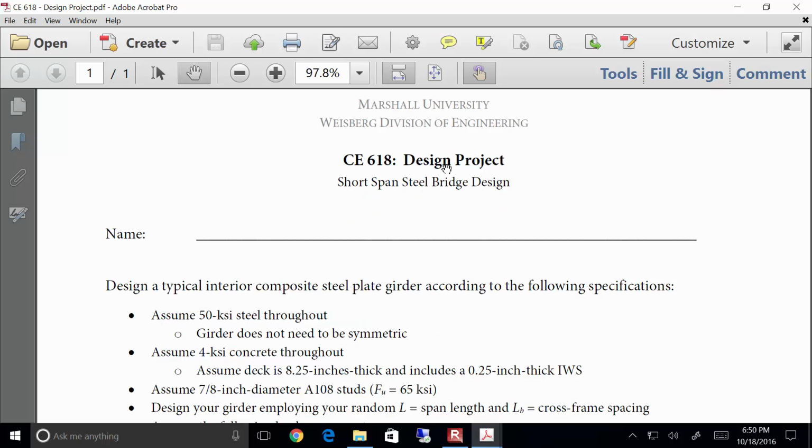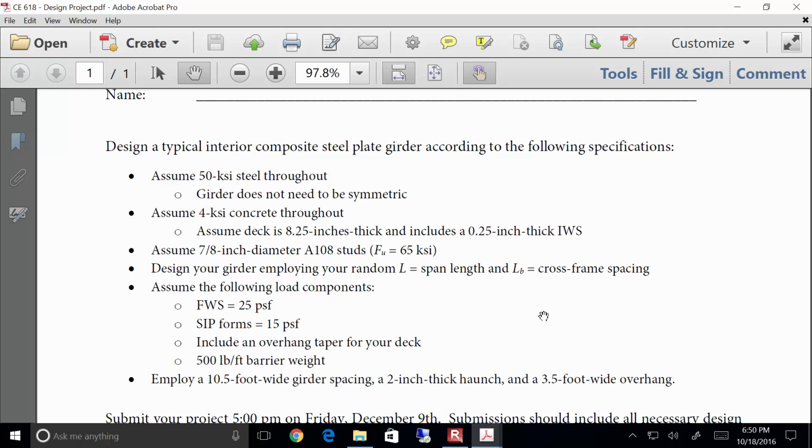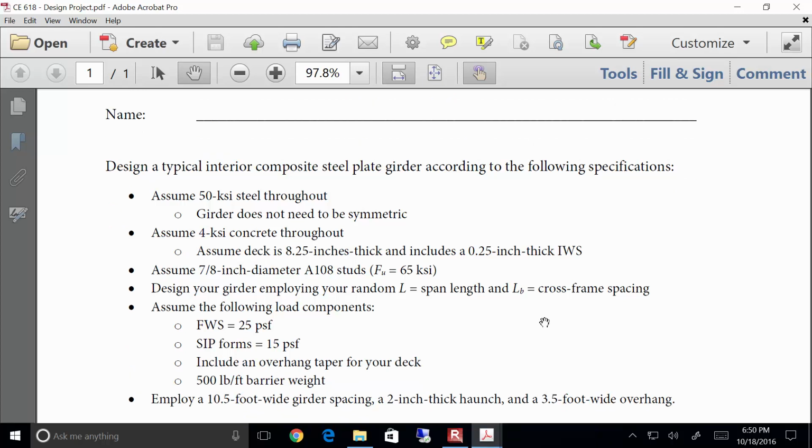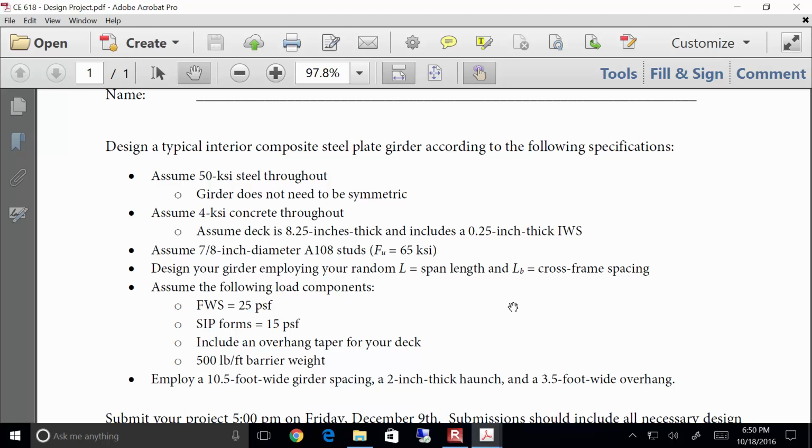Okay. So you're going to be designing a typical interior composite steel plate girder according to the following specs. You're going to use 50 KSI steel throughout. The girder does not need to be symmetric, so you can have a bigger top flange than bottom flange or whatever, what have you. Usually your bottom flange is bigger, but there you go. Assume 4 KSI concrete throughout. Assume that the deck is 8.25 inches thick with a quarter inch integral wearing surface. Now I've given you, assuming 7/8 inch diameter A108 studs with an ultimate tensile strength of 65 KSI. That doesn't mean a whole lot now. It will later when we do stud design. Design your girder employing your L and LB, as you'll see here in a second.